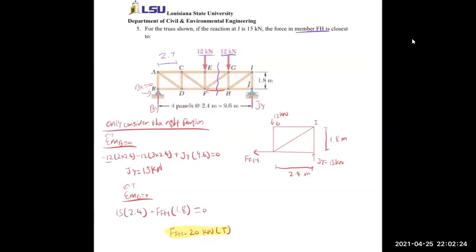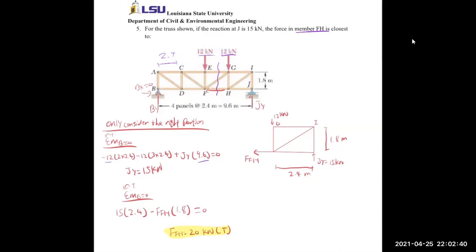Okay. And then don't forget I have this JY, and between JY and reaction B, the distance between them is 9.6. So I have this one right here. And then just solve for JY, I got 15 kilonewtons.